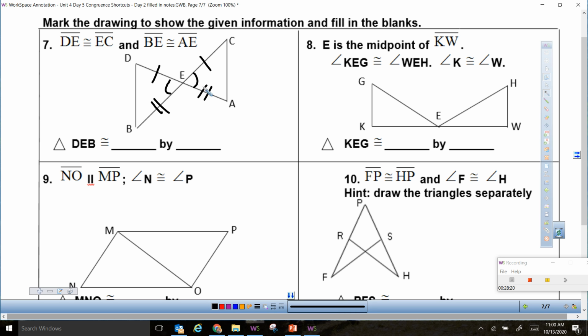So those 2 triangles are congruent by which postulate or theorem? Yeah, we have a side, an angle, a side. So this is side, angle, side. We need to complete this congruent statement. So triangle DEB is congruent to triangle... DEB. So that is congruent to what? DE goes down to 1 tick mark. So it's going to be CEA. The triangle CEA.